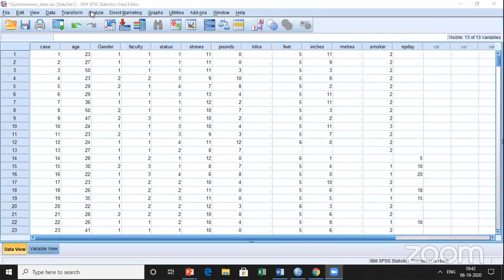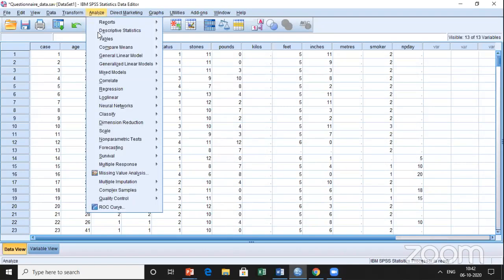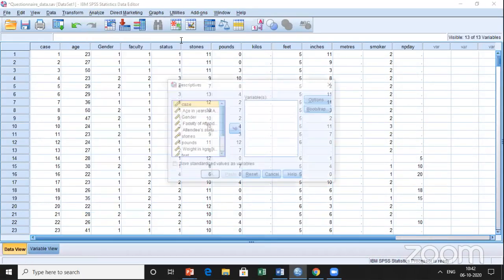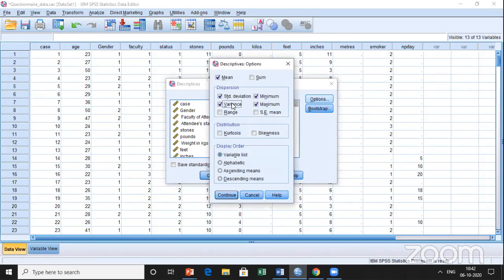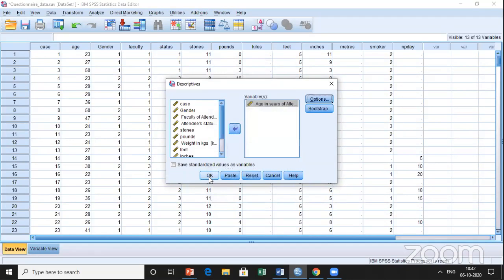So what analysis can I do here? Let me show it. Here I say descriptive statistics, descriptives. I just take age, because it's a continuous variable. I can calculate the average age. Then I select variance, standard error of mean, range, kurtosis, skewness, right? This I just want to calculate here. So I'll say okay.